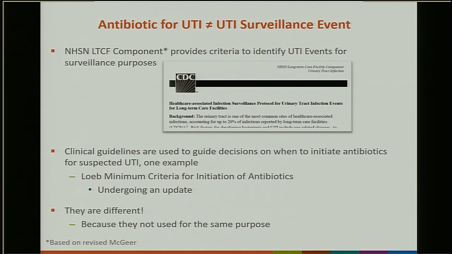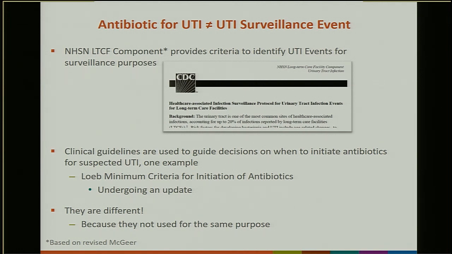There are additional guidelines and criteria out there that are used to guide provider decisions on when to initiate antibiotics for a suspected UTI. One example that is commonly used within nursing homes is the Loeb minimum criteria for initiation of antibiotics, and that is something that is different and separate from the revised McGeer criteria. They are different because they're not intended to be for the same purpose.